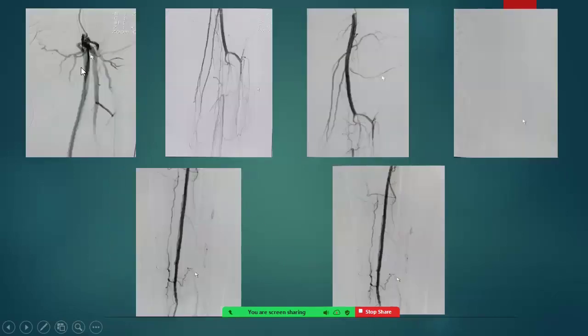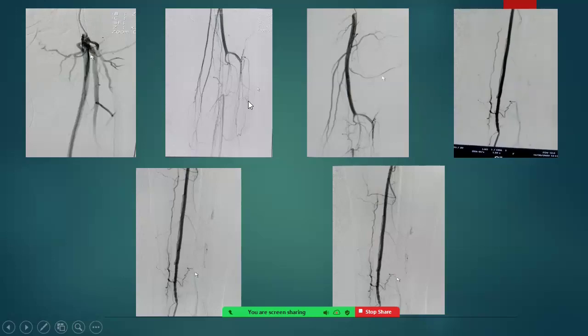So again, after 2 weeks, we take the antegrade approach. We are able to cross again from that crossover approach, and from the right side approach, we are able to do the angio. This is the disease.